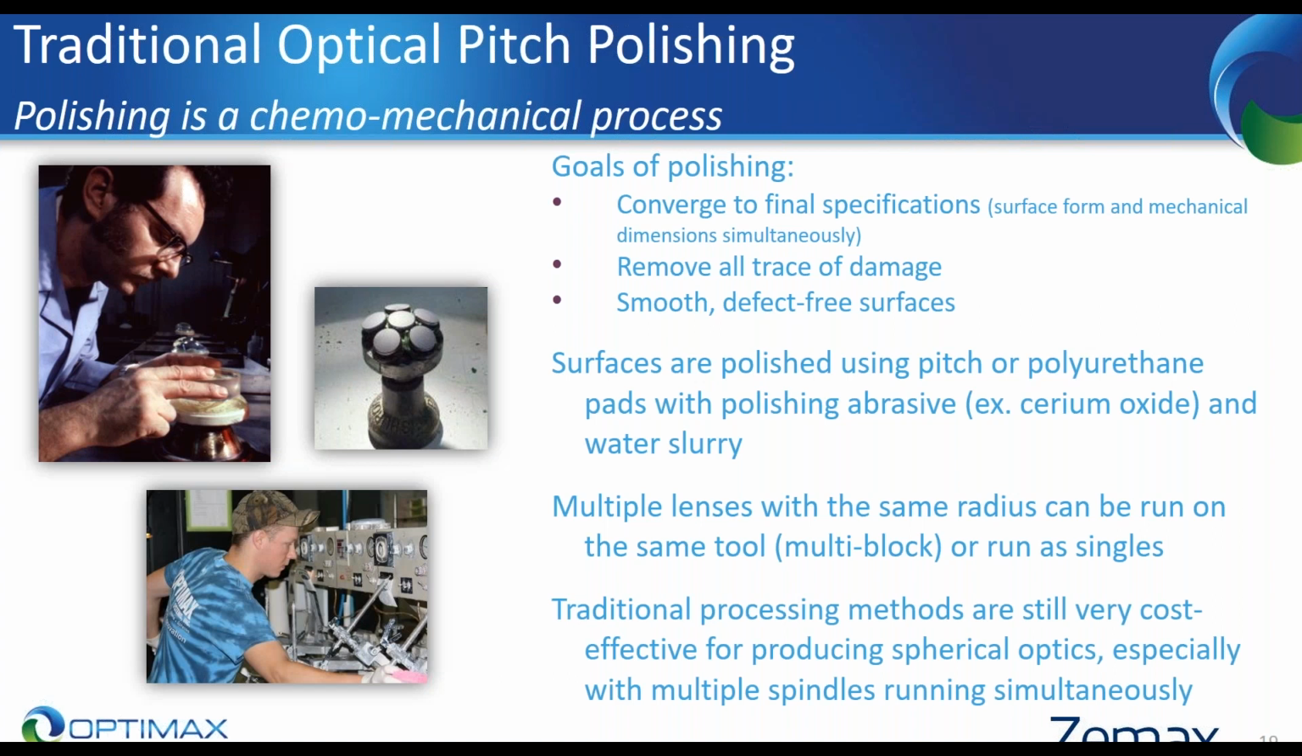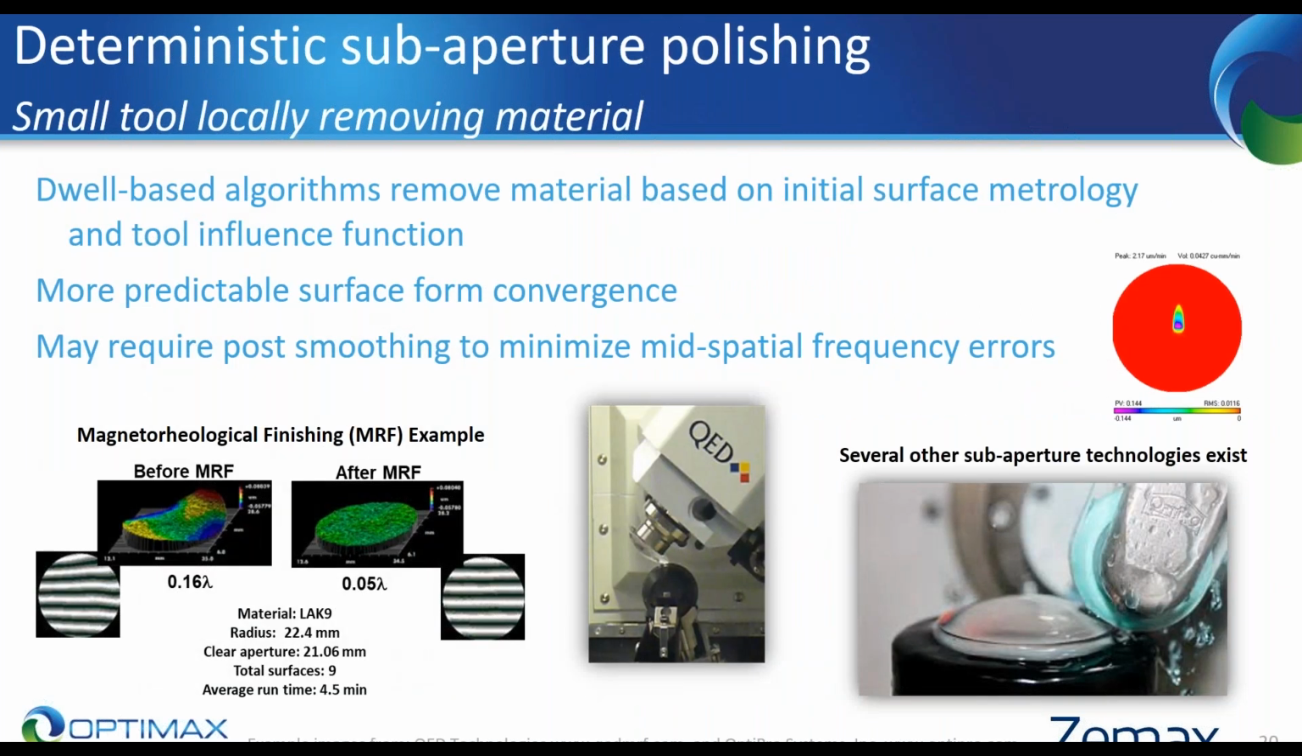There's deterministic subaperture polishing. Similar to computer numerically controlled or CNC generation, there are many different methods to deterministically subaperture polish a surface. And when I talk about subaperture polishing, this is a small tool locally removing material. This works using dwell-based algorithms to remove material based on the initial surface metrology and the tool influence function. On the right-hand side, there is a red circle with what looks like a D-shaped spot in the center of it. That is an influence function for magnetorheological finishing, or MRF.